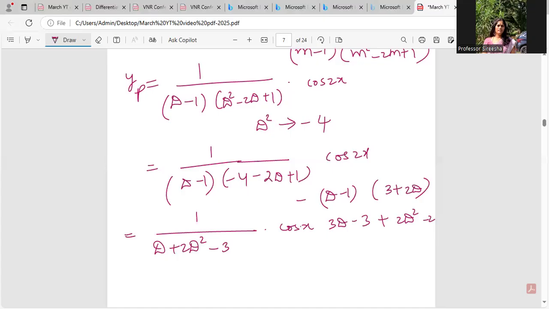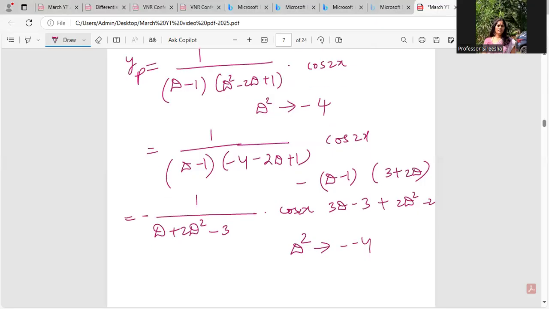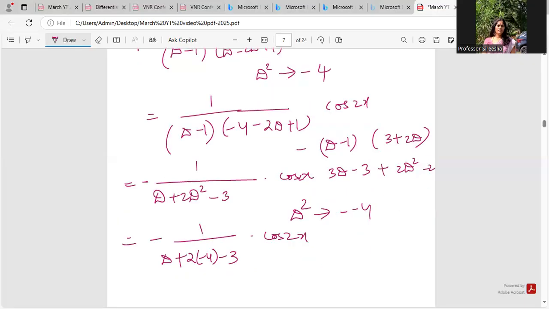Again, with a negative sign. There was a negative sign. So again, d square would be replaced with minus 4. So what I'll be having would be what? Minus 1 by d plus 2 into minus 4 minus 3 into cos 2x. So 2 fours is minus 8. Minus 8 minus 3 would be what? Minus 11. Okay. Minus 1 by d minus 11 cos 2x.